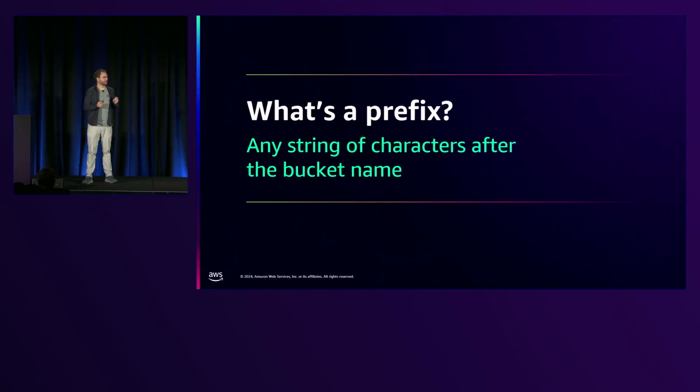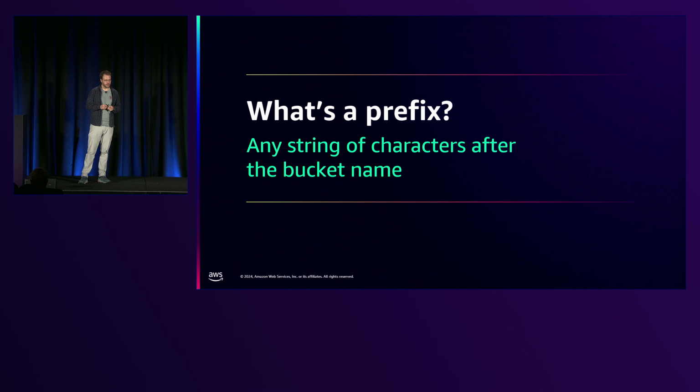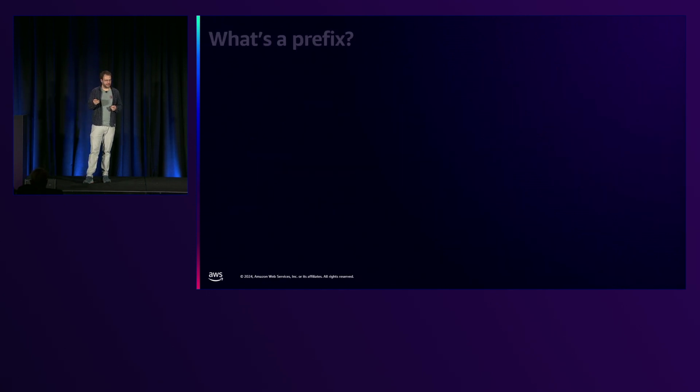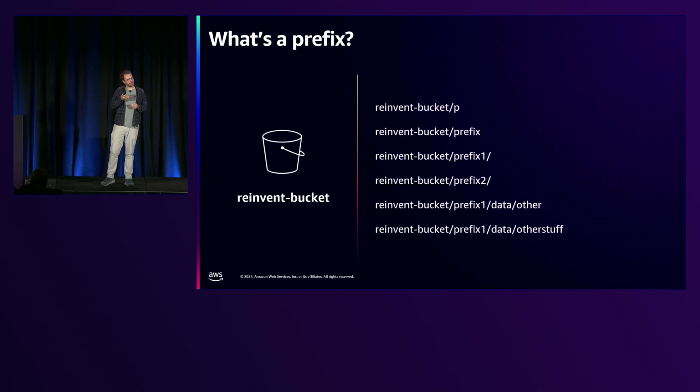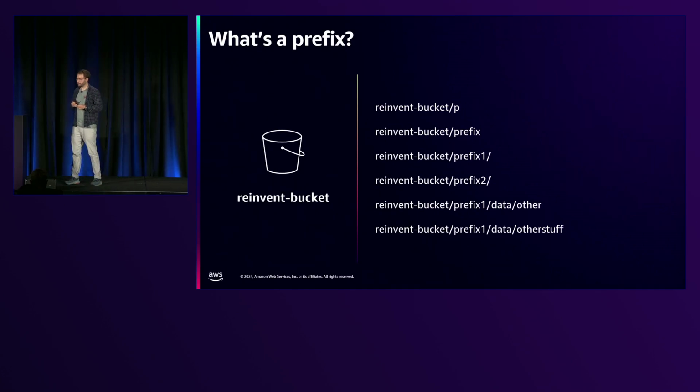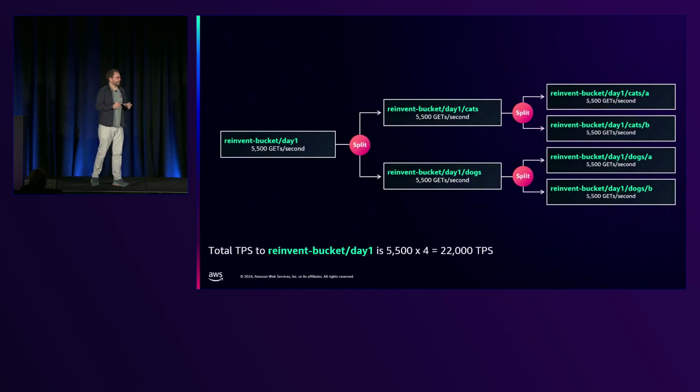For that, let's talk about this notion of a prefix. So what's a prefix? I mentioned this before, but this notion is a bit nuanced. A prefix is any string of characters after the bucket name. Let's say we have a bucket called reinvent bucket, and here you see that bucket. Any part of a key name that comes after that bucket name is a prefix. So how are these prefixes related to request rates, to TPS, and to throttling? Let's look at an example.